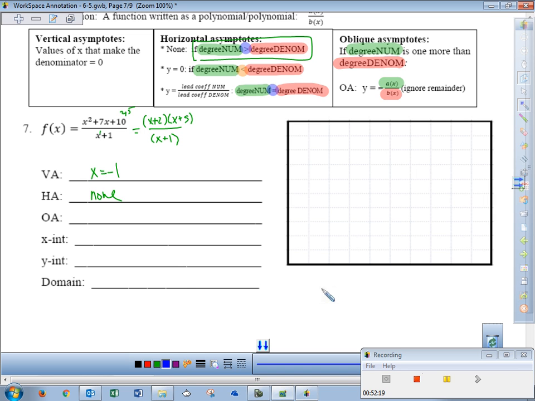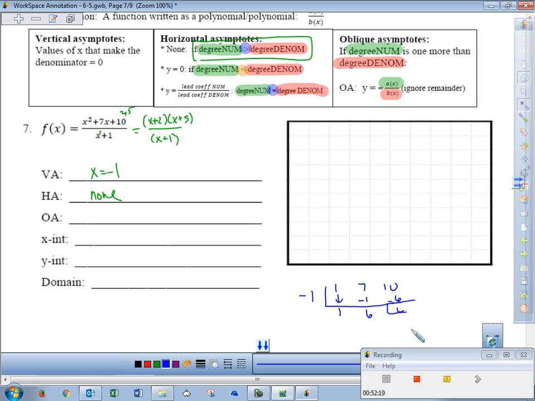Let's find ourselves a little spot to do some synthetic division. Who do you synthetically divide by? -1 in this case. And I will put him in here coefficient-wise, 1, 7, 10. All right, 1, 7, 10. Let's do some synthetic division. 1 comes down. That'd be -1. 6 comes down. -6. 4. Nobody cares about that remainder.